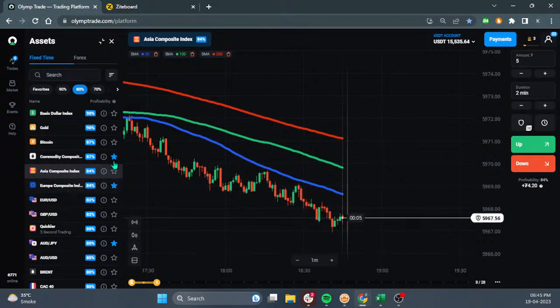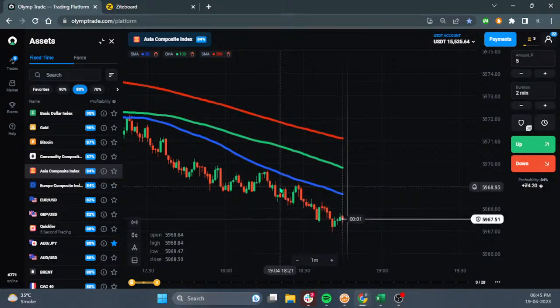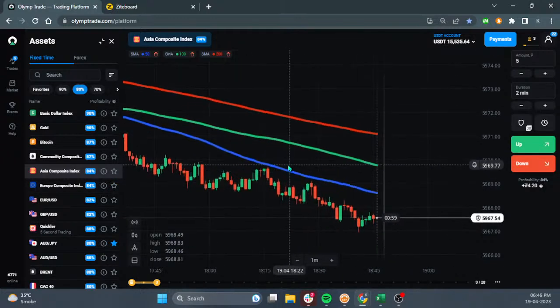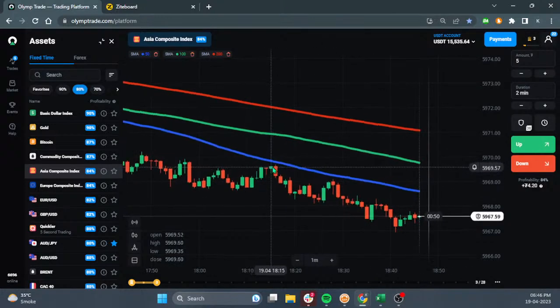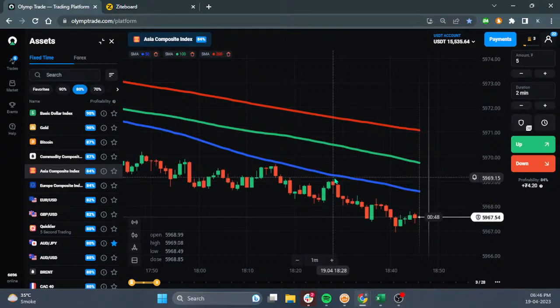Now, coming back to the trading again, as of now, I'm not able to find any signal for me to start a trade, but you can see right now what I was trying to explain. Whenever the asset, in this case the Asia Composite Index, was touching SMA 50, we could find a reversal. So if it was touching over here, we could have opened a down trade. We could have opened a down trade over here as well.